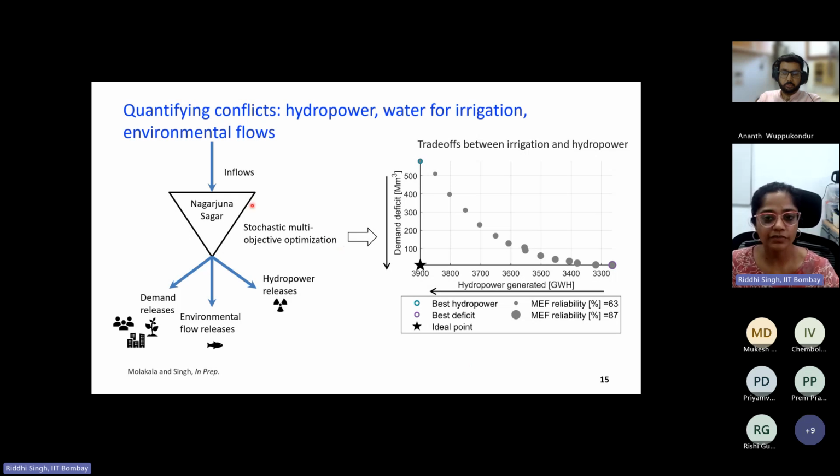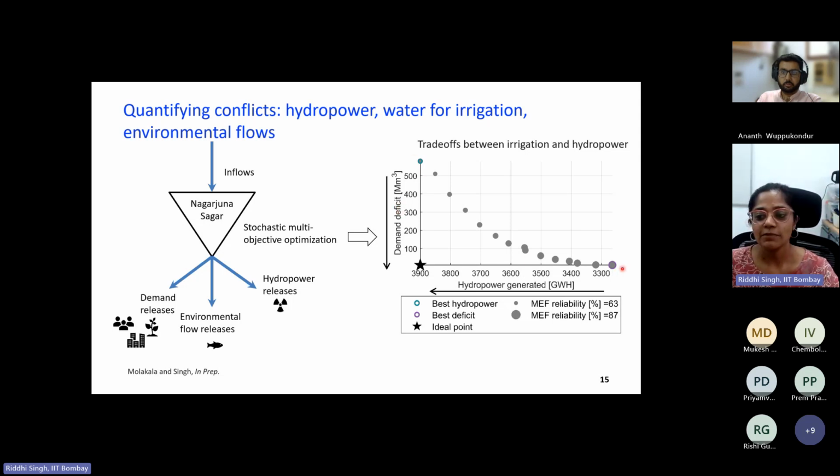For example, in the case of Nagarjuna, when you think about the major conflicts that emerge when just focusing on Nagarjuna Sagar Reservoir, it is between satisfaction of irrigation water requirement and hydropower generation, which is expected because in order to generate a lot of hydropower, you need to maintain the head, the storage in the reservoir. But then in that same storage is irrigation water. So if you send it away, you have less hydropower.